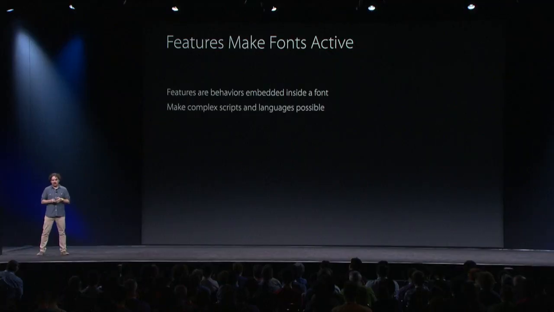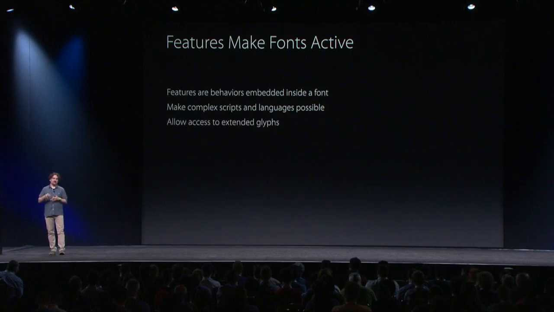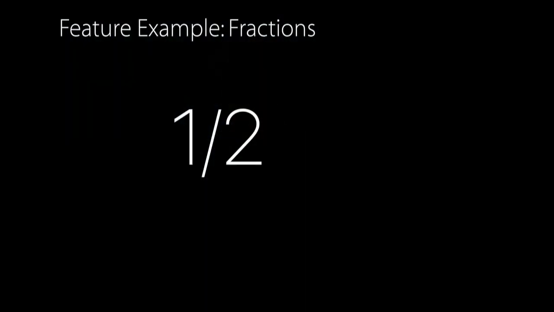Features make fonts active because they are pieces of behavior that are embedded inside a font. They primarily make complex scripts possible, but they can also be used to access extended glyphs inside a font. Sometimes they can be the only mechanism, or sometimes they can be a convenience mechanism to access these extended glyphs. So to give you an example of what features can do, let me tell you about fractions.